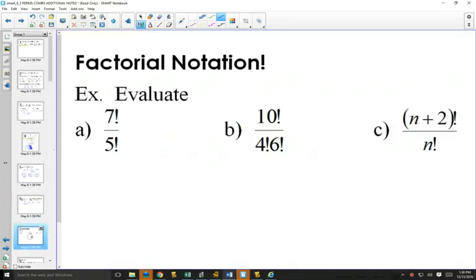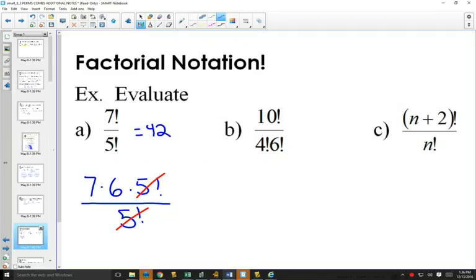The last thing we're going to do is just a little bit of practice with factorial notation, mental math. What's the first one? 42. Again, we can simplify factorials by expanding the bigger one until we get to the smaller one. So we get 42.